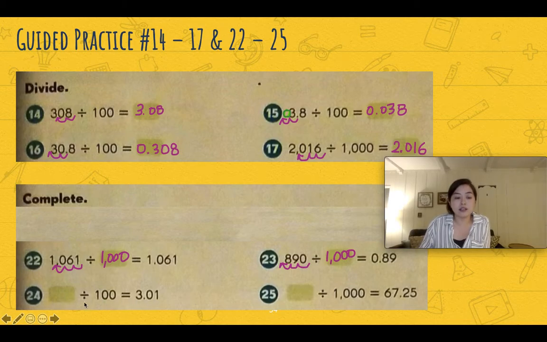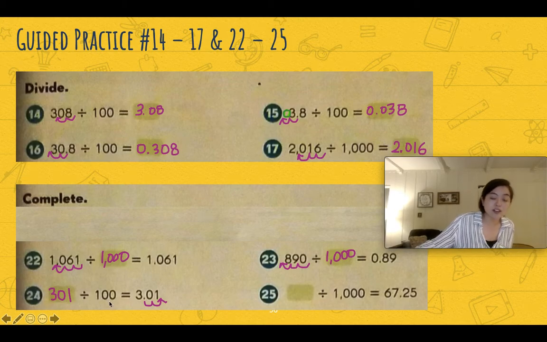Now let's look here. I have something divided by 100 is 3.01. So to figure out this number, I'm going to move my decimal point to the right 2 times. If I move it to the right 2 times, it comes after the 1. So that's 301. But let's double check. If I do 301 divided by 100, do I get 3.01?